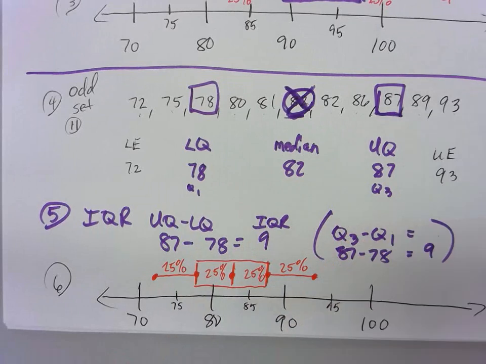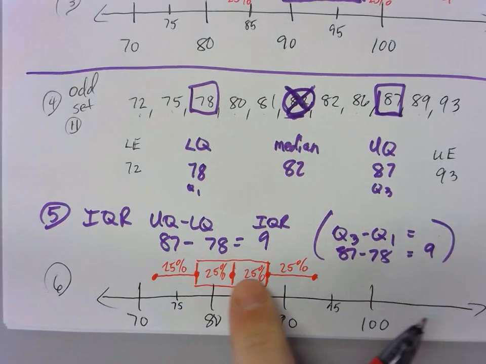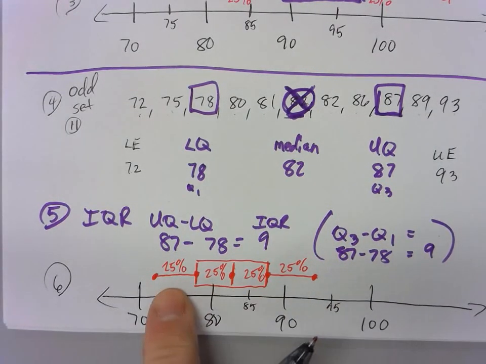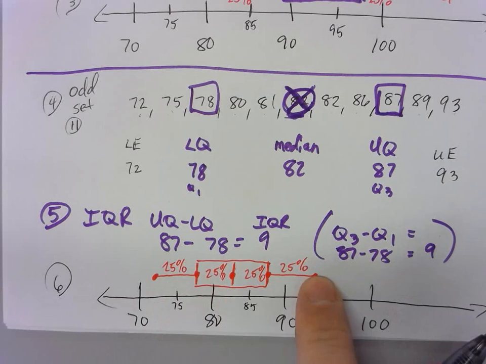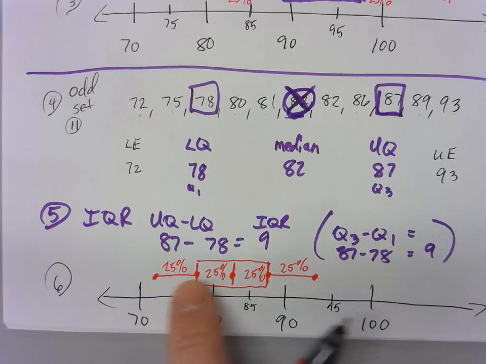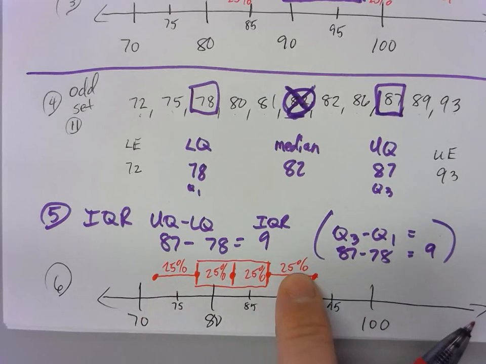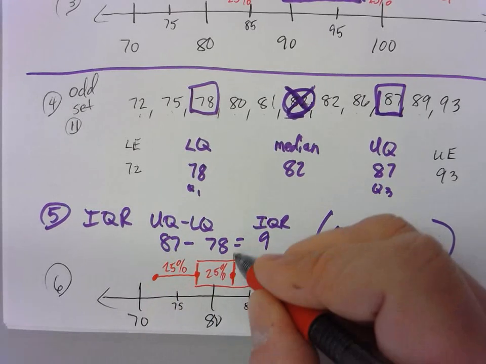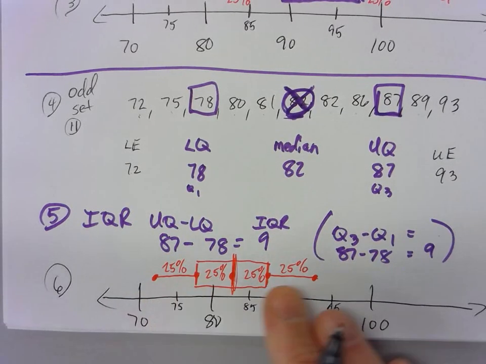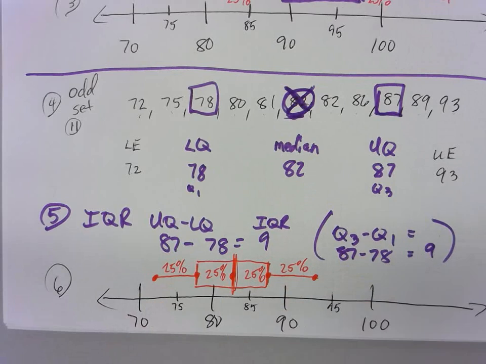So 50% is in the box, 50% below the median, and 50% above the median. 25 and 25 is 50. If you split it right where that line is, 50% is below the median and 50% is above it. So there you go, people.